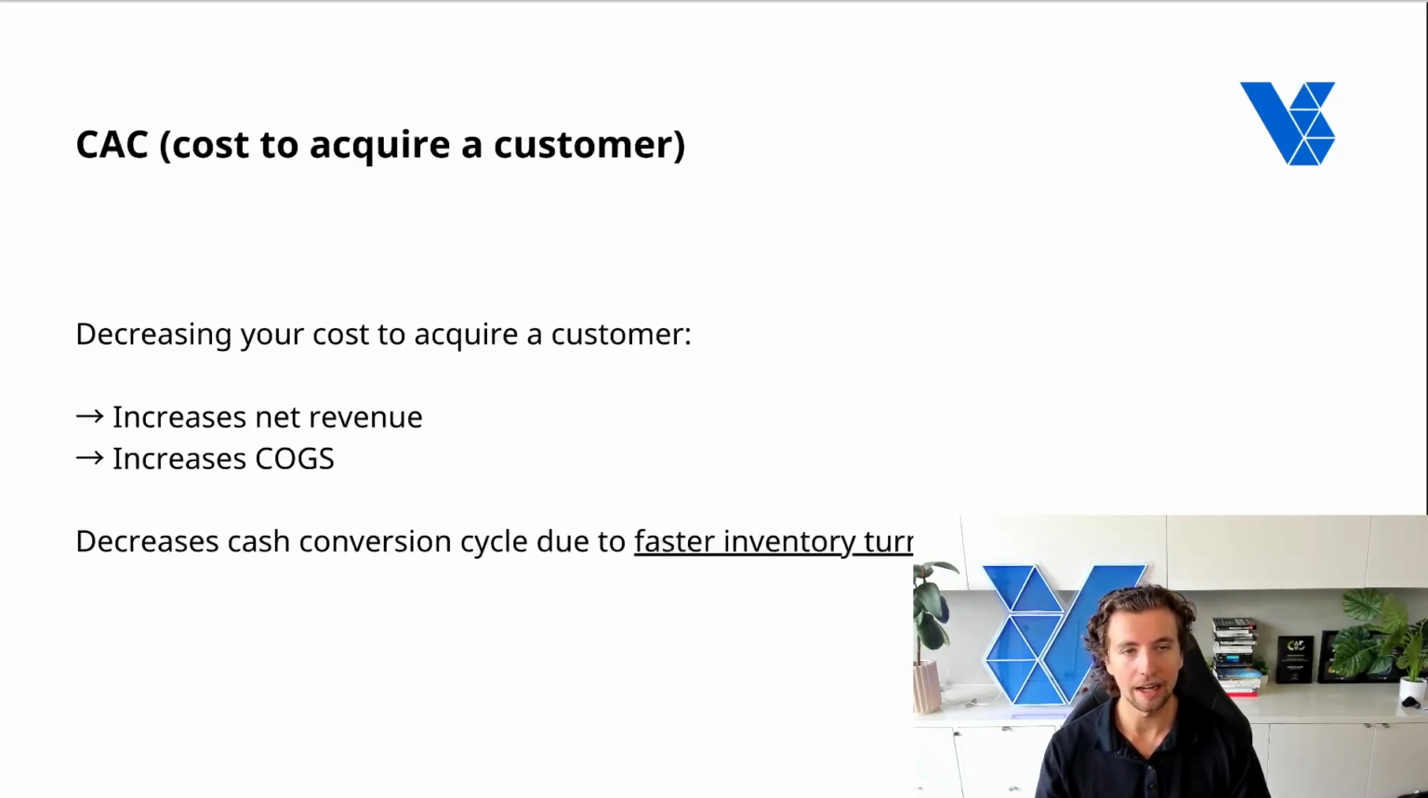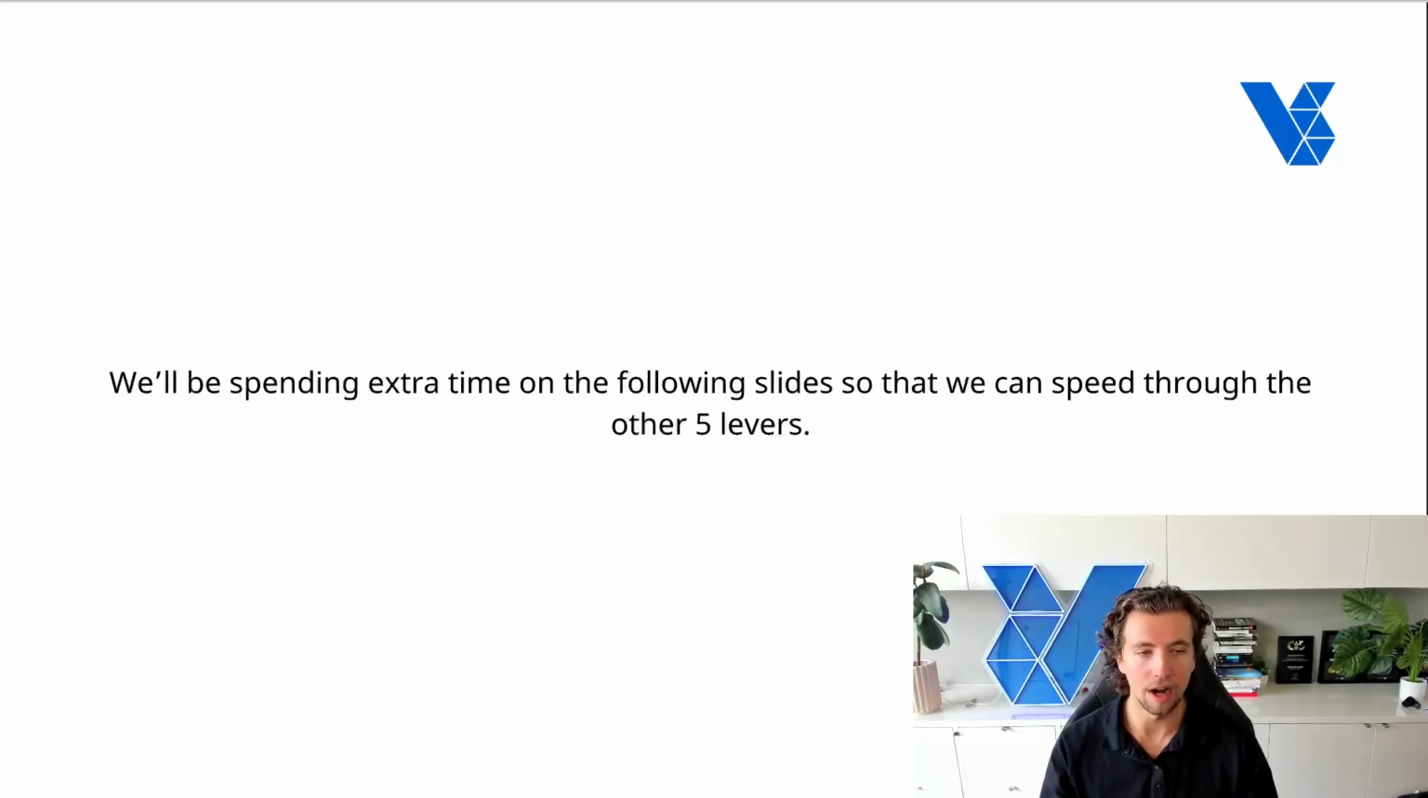Let's start with CAC. So by decreasing your cost to acquire a customer, you increase your net revenue, which increases your month-on-month COGS, which then decreases your cash conversion cycle due to faster inventory turnover. Now, what we're going to be doing on the next few slides is spending some extra time running through an actual example of how decreasing CAC increases your net cash position on a day 0, 30, 60 basis, and then how it also changes every single line in your profit and loss statement.